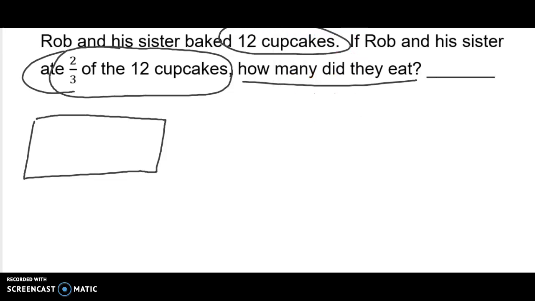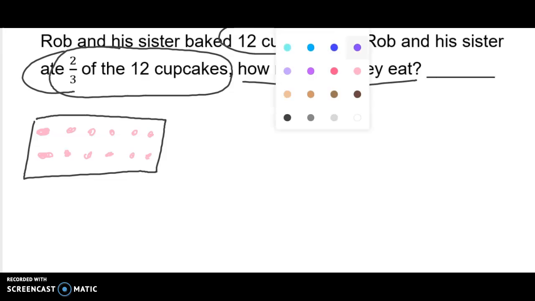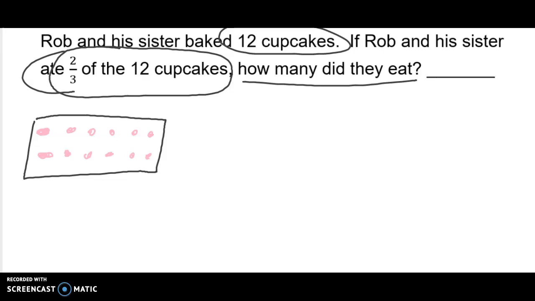You know what we're going to do? I'm going to make it strawberry cupcakes because that's my favorite. So I'm going to put 12 strawberry cupcakes in there. 1, 2, 3, 4, 5, 6, 7, 8, 9, 10, 11, 12. Got weird on the frosting over there, but it's okay. So I've got 12 cupcakes. Now, once I've got the 12 cupcakes, we're going to take those 12 cupcakes, and he ate 2/3 of them.